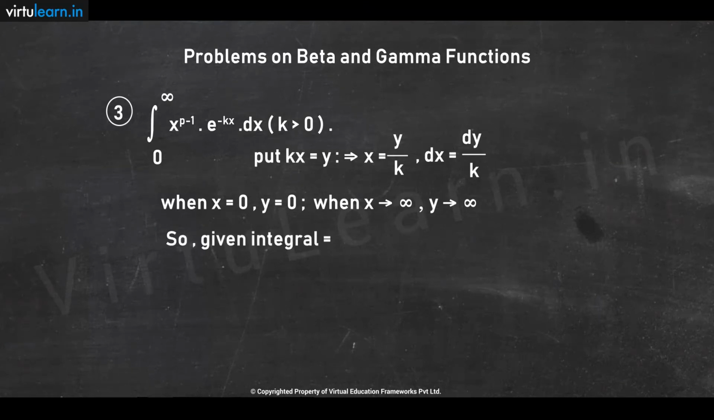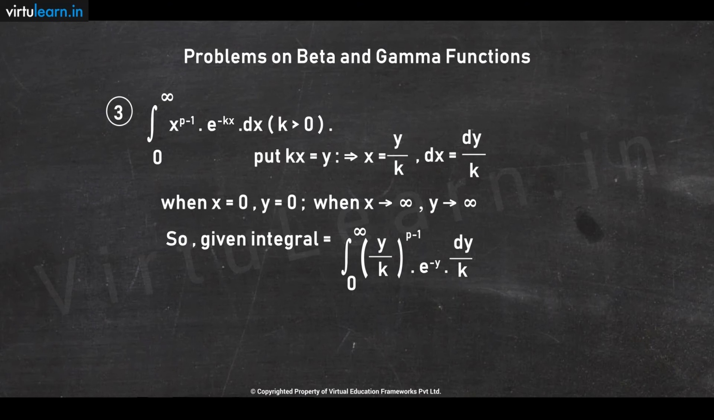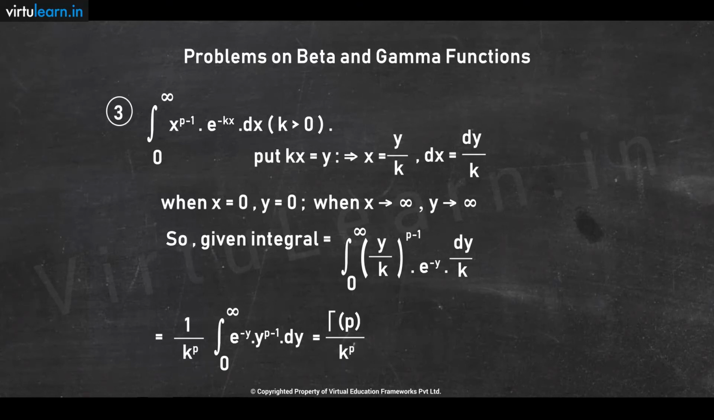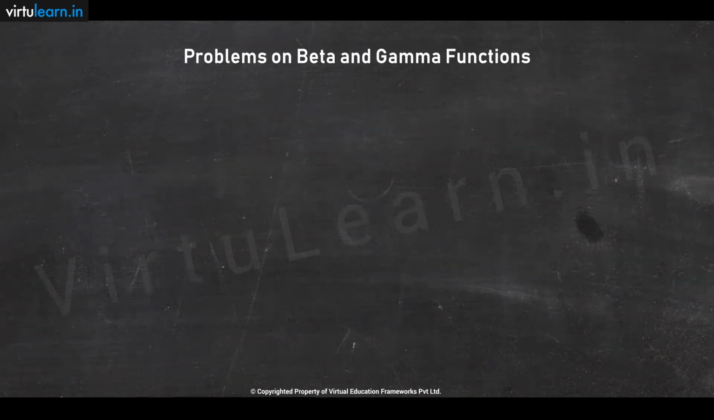So the given integral becomes integral 0 to infinity (y/k)^(p-1) into e^(-y) into dy divided by k. Taking k terms outside the integral sign, we get 1 by k^p into integral 0 to infinity e^(-y) y^(p-1) dy, or this becomes gamma p divided by k^p. Let's discuss one more integral.